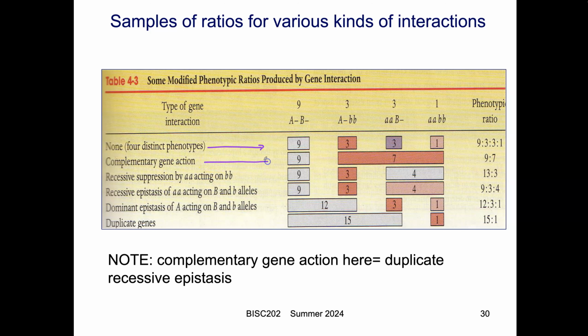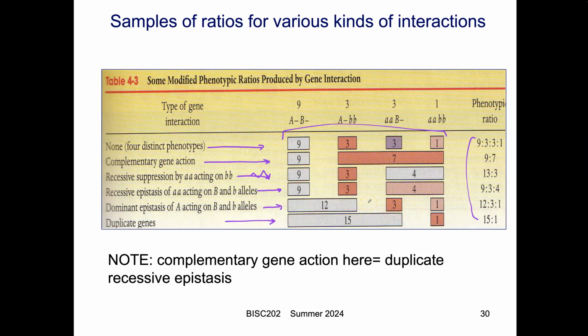Complementary gene action, the eye color ones with the cinnabar and the scarlet. Recessive suppression, there's different ones of that. The epistasis with the flowers, which actually we can leave this out, but the recessive epistasis that we looked at, and dominant epistasis, and then duplicate genes. So these are the most important ones. And this shows you what the ratio is. And this is helpful because it just shows you which categories are grouped together in the different kinds of ratios.